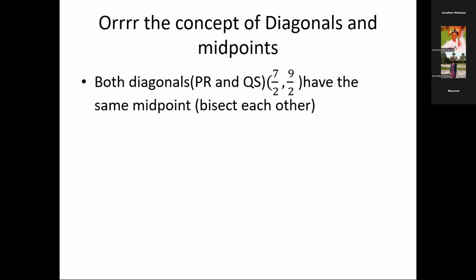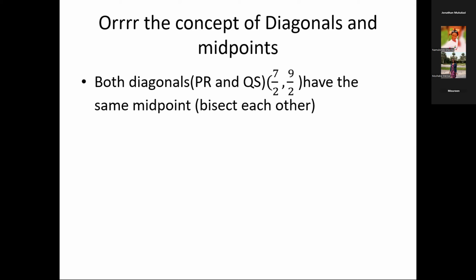What does this tell us? Both diagonals meet at the same midpoint. That means that the diagonals bisect each other, yes? So the shape is a parallelogram. For now, it's a parallelogram because for a parallelogram, the diagonals bisect each other.